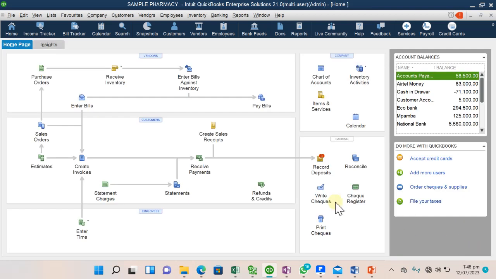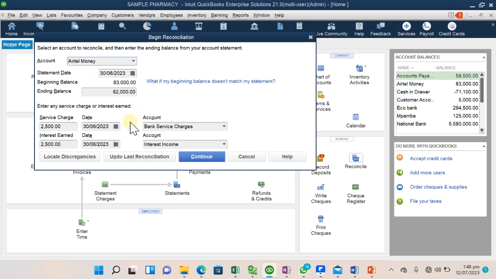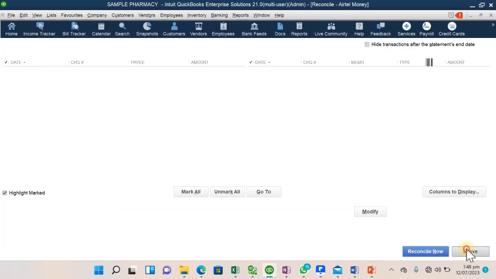Now I'm leaving this one. Checking another one. Let me just go through and check another one. Let's say Airtel Money. Maybe this one has some things. Let me continue. No, this one doesn't have.